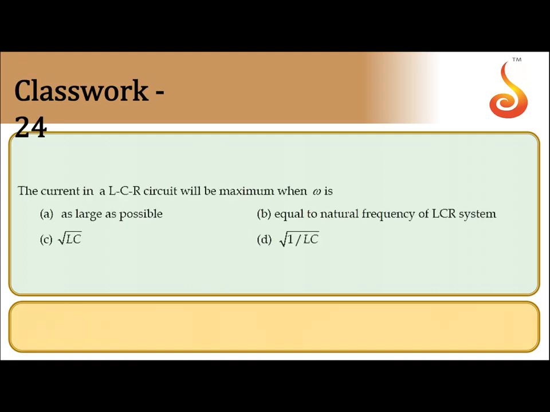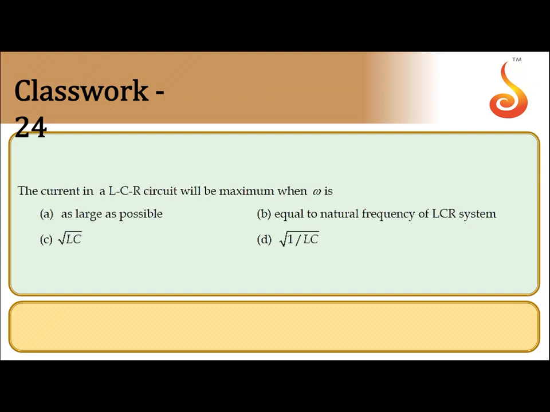Okay, we shall move on to next one. Current in a LCR circuit will be maximum when omega is as large as possible, equal to natural frequency of LCR system, root of LC, root of 1 by LC.